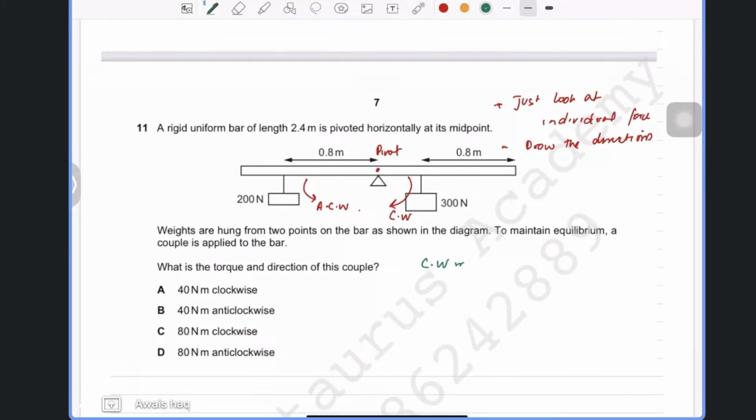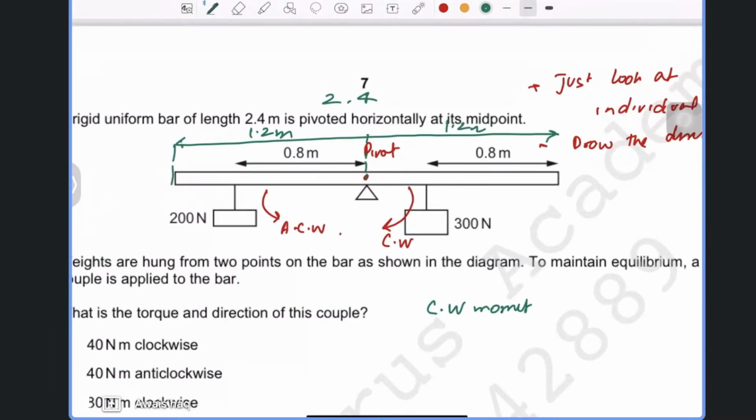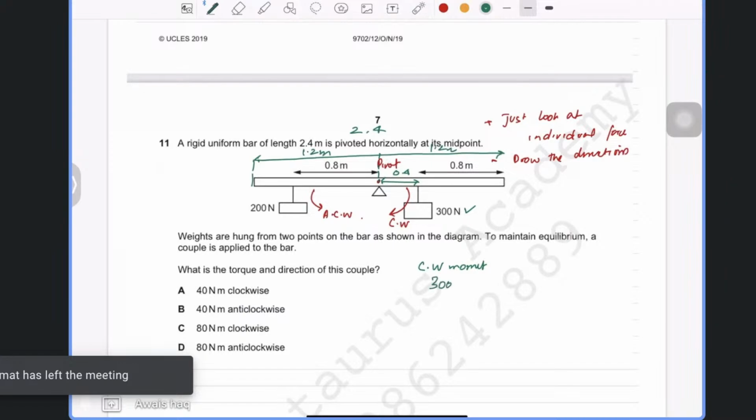Then simply, clockwise moments, I'm going to find that. And the bar is a uniform of length of 2.4, right? And it is pivoted at midpoint, which means that from the pivot, this is 1.2 meters and this is 1.2 meters. So the moment is always taken from the force and the perpendicular distance. So perpendicular distance is from the pivot till the force, which is 1.2 minus 0.8, which is 0.4. So I'm gonna say that's 300 times 0.4.